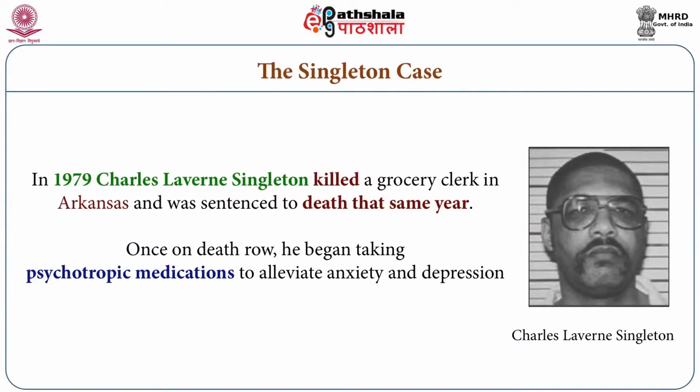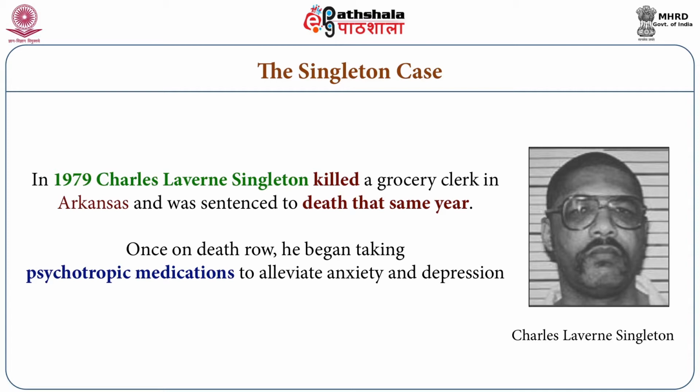In attempting to understand enforced medical treatment in general, especially in relationship to criminality, responsibility, and other questions of moral and legal philosophy, the most important case that we can focus on is called the Singleton case. The Singleton case is a United States death row case that began in 1979 when Charles Singleton killed a grocery clerk in the United States state of Arkansas and was subsequently sentenced to death that same year.